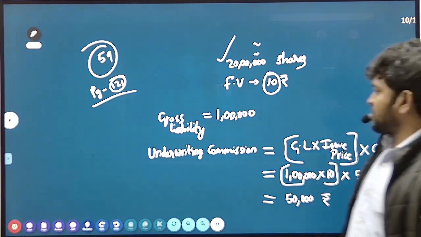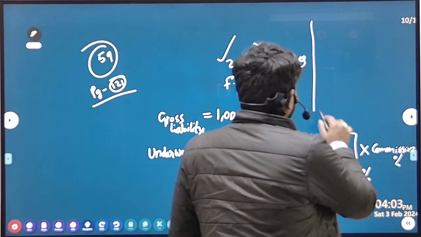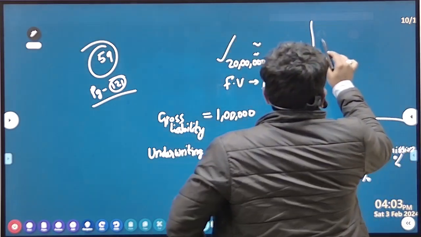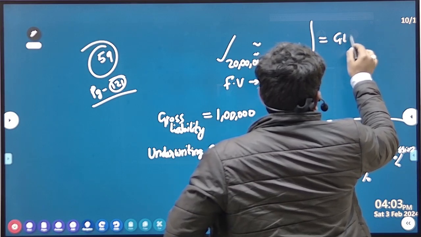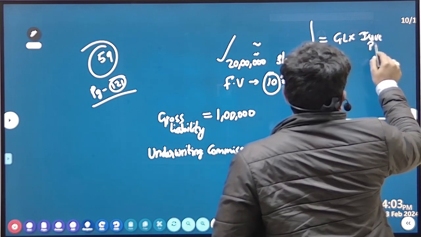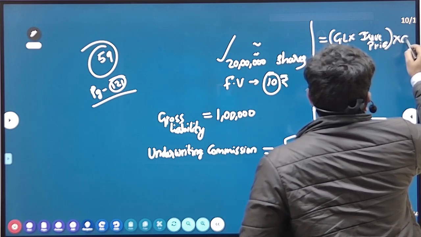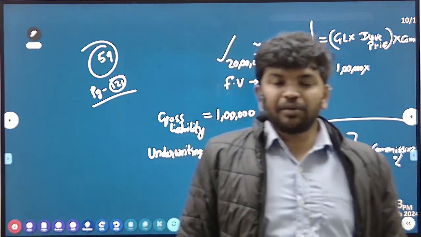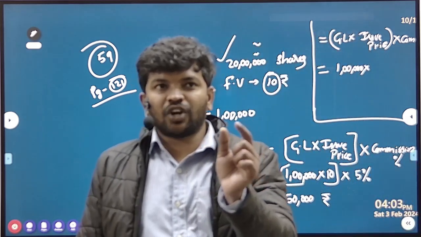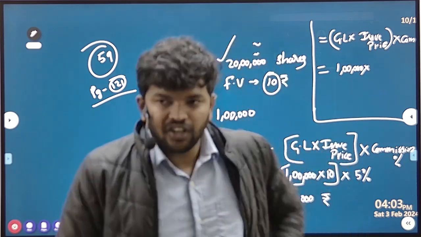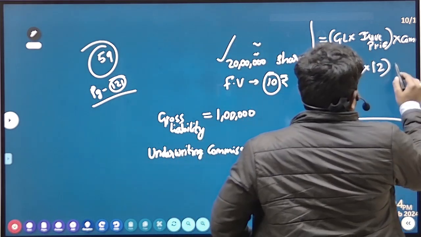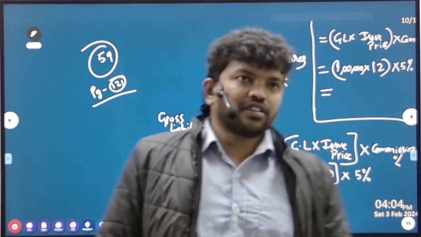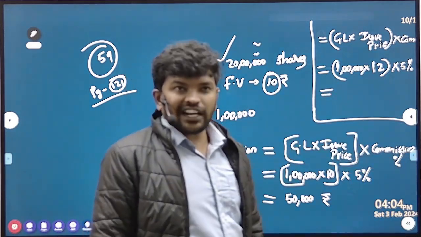Now tell me the commission for the second question. What is the second question? Read, Brijesh. 20% premium. With a 20% premium, what will the commission be? Gross liability into issue price into commission percentage again. Gross liability is 1 lakh. Issue price is how much? 20% premium, 10 rupees is the face value. 20% will be 2 rupees. 10 rupees plus 2 rupees is 12 rupees, so the issue price is 12 rupees. Commission is 5%. Now say 12 lakhs into 5%. 60,000. 12 lakhs into 10% is 1 lakh 20, 5% is 60,000.